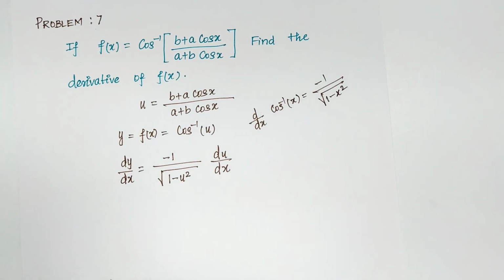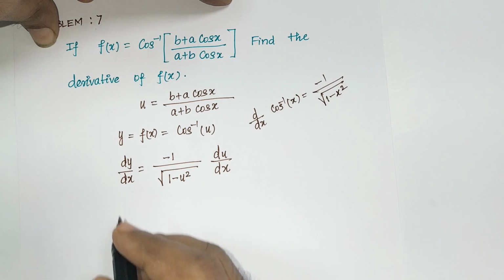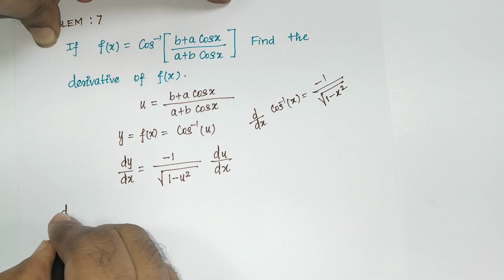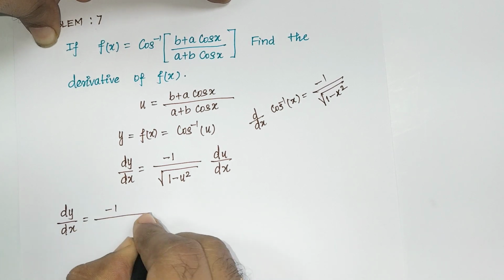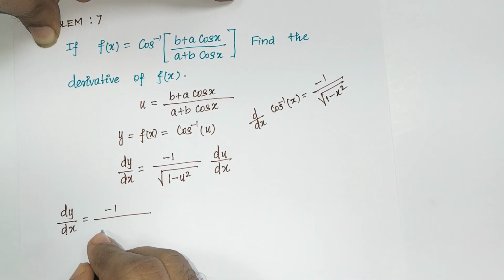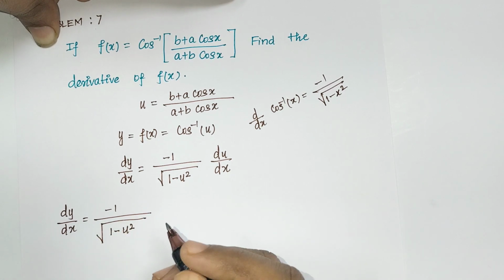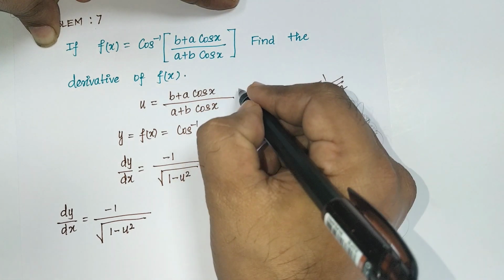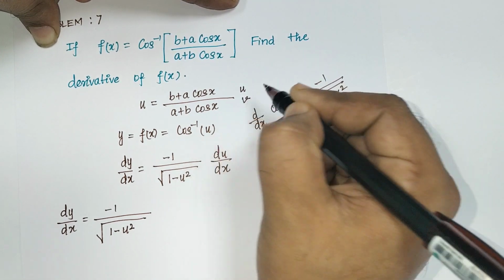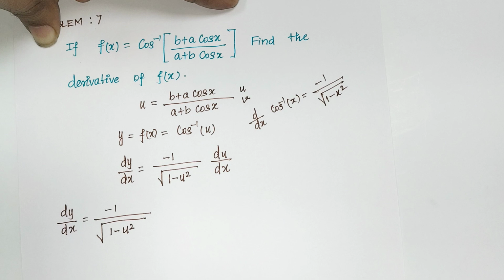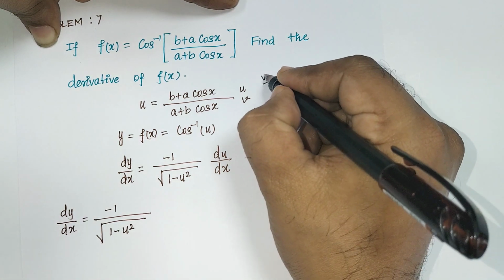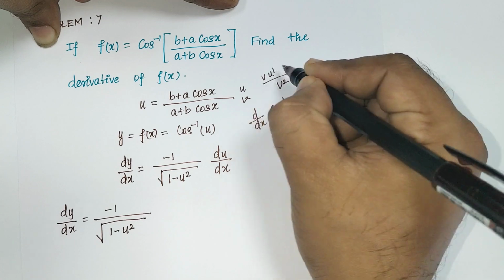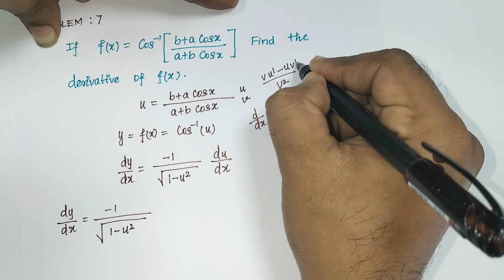So now I'll write dy by dx equal to minus 1 divided by square root of 1 minus u square, into du by dx. For this one we have to differentiate both numerator and denominator, so I'll apply the quotient rule formula: v square in the denominator always; in the numerator, v constant and differentiate u dash, minus u constant and differentiate v dash.